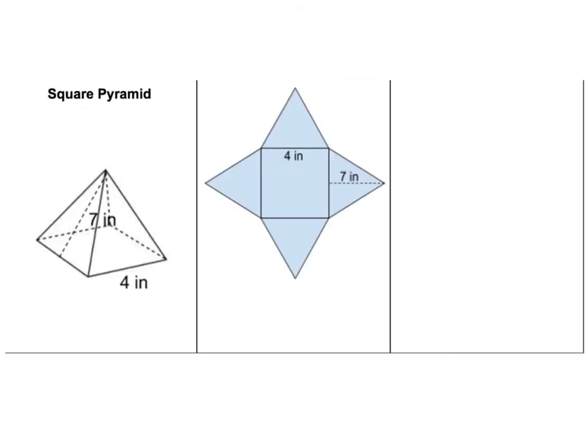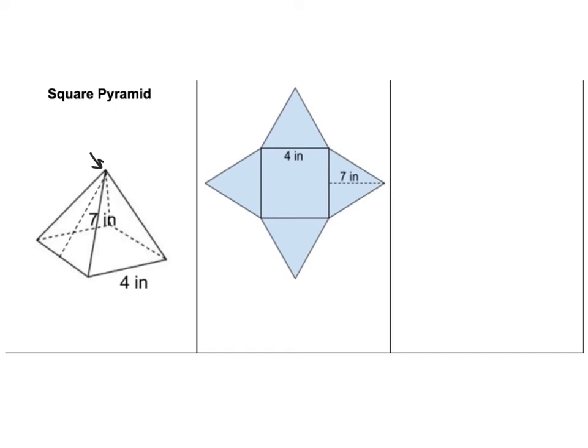Next is a square pyramid. And you'll know the net of a square pyramid if you can recognize that the object is going to have a pointy top. A pyramid is going to come to a point at the top, just like this one does here. So to find the surface area of a square pyramid, we will first look at the base.